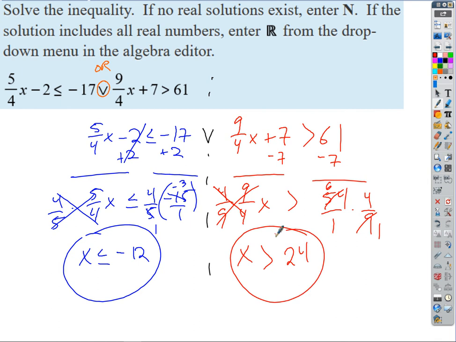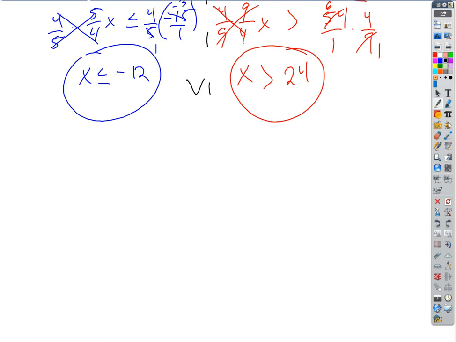And what's the symbol that joins them? Or, right, so this is an or statement. So if I wanted to graph that, what are the important numbers here? Negative 12 and positive 24. What's the blue graph look like? Closed circle to the left. Red graph, open circle to the right. There you go. So if it's an or inequality, we just solve them both.